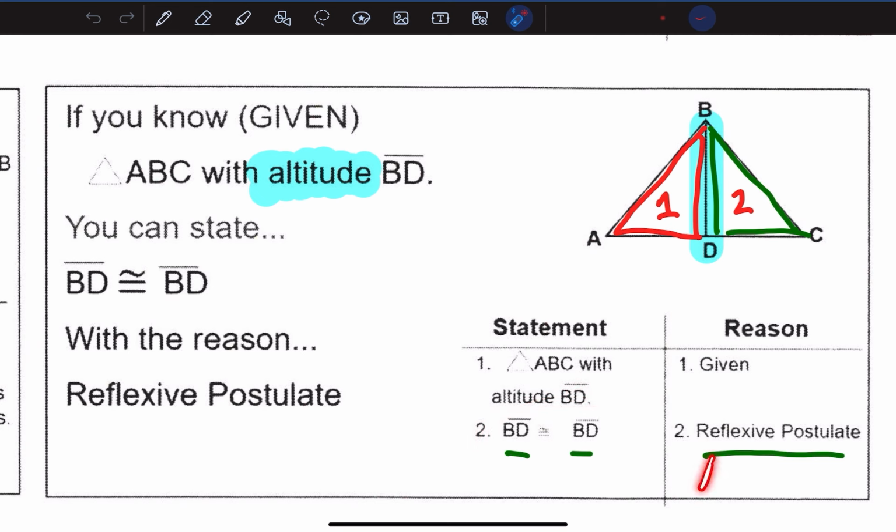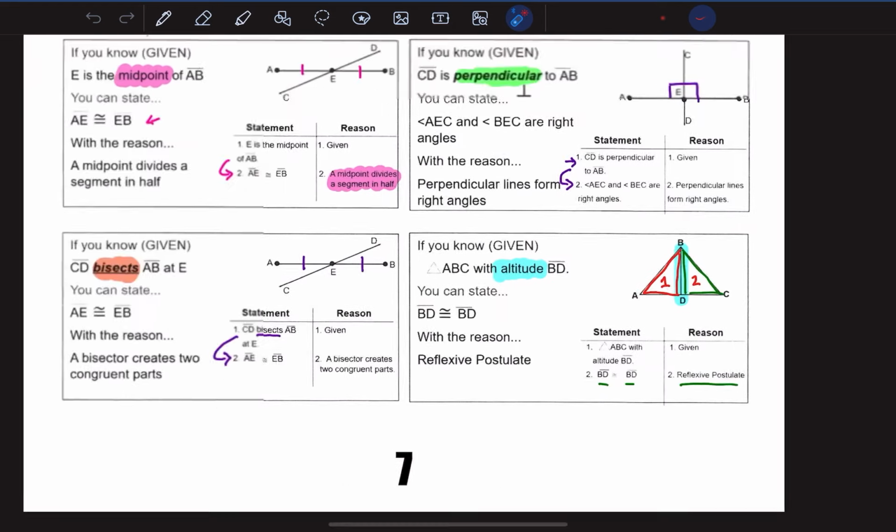Why? Because of what we call the reflexive postulate. Some people call it the reflexive property. But basically, the important term there is reflexive. That's going to be an important one as we go into triangle congruence proofs.